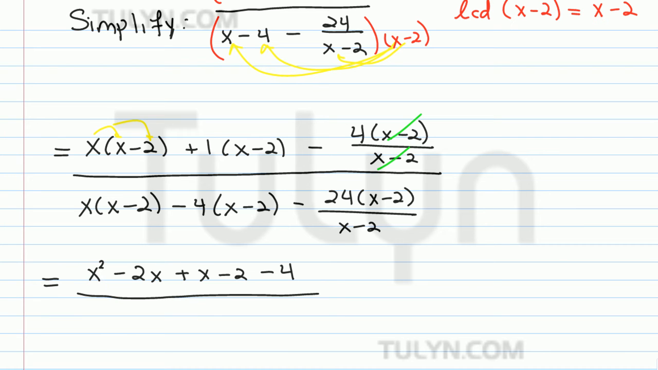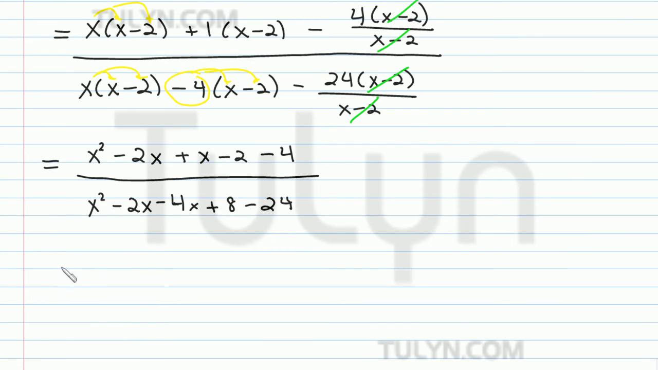And then for the bottom, distributing the x into this difference, we get x squared minus 2x. And then distributing the whole negative 4 into here, we get negative 4x plus 8. And then finally, like in the numerator, the x minus 2 in the numerator and the denominator of the last term cancel out, so we're just left with minus 24.